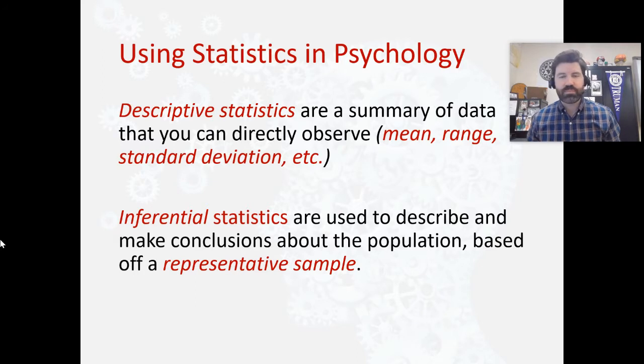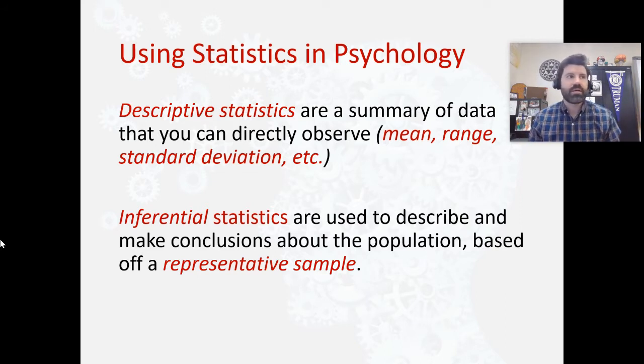Let me give you an example of what I mean by that. Let's say I give a unit test in my class and I have 25 students in my class. When everyone takes the test, I can come up with an average, right? The class average on this test, let's say, is an 83%. If someone wanted to know how did you come up with that 83%, I could show them every single data point. I can describe exactly where the information came from. So descriptive statistics are a summary of data that you can directly observe. This is where we got it, right?